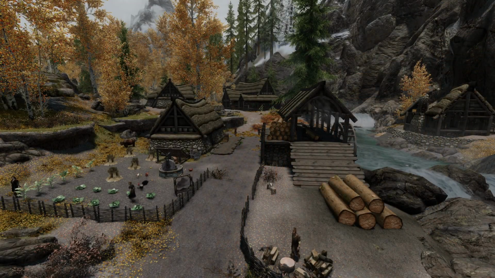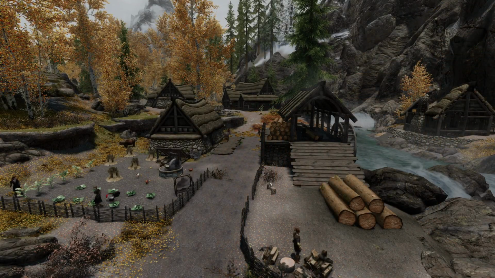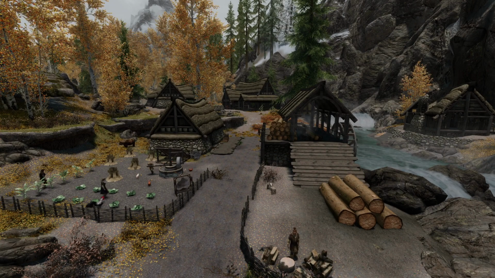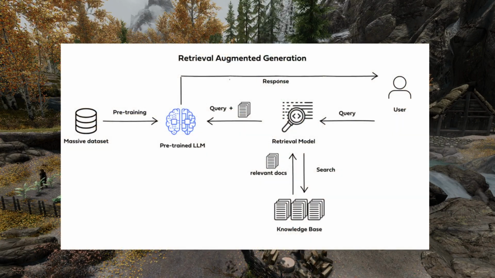So for some of the more AI-inclined viewers watching, you may be thinking, is this just RAG? Yes, this is just RAG. We've just put RAG into Kim. RAG is Retrieval Augmented Generation. It's a pretty popular concept.